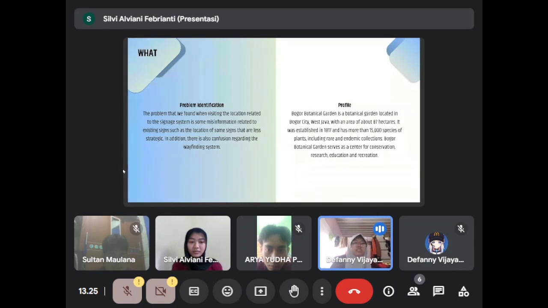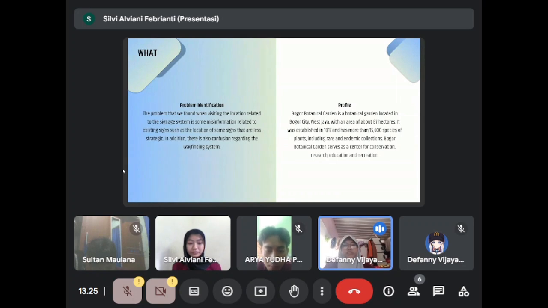Problem identification. The problem that we found when visiting the location related to the signage system is some misinformation related to existing signs, such as the location of some signs that are less strategic. In addition, there is also confusion regarding the wayfinding system.